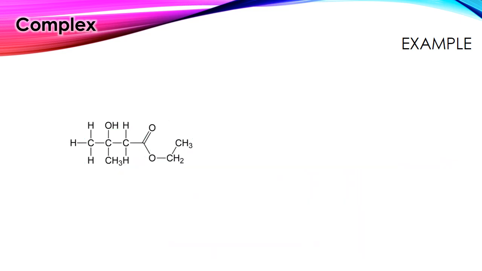Now let's consider another example, an ester. This is an ester compound. It also contains more than one functional group. Therefore, first you have to find the longest carbon chain. In this compound, the longest carbon chain is this one.